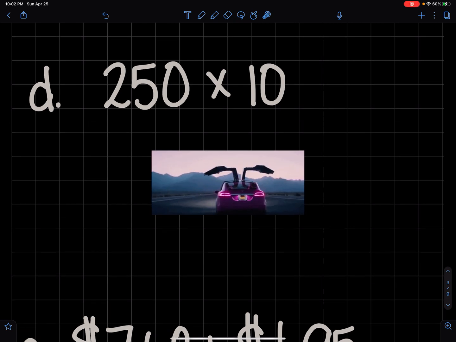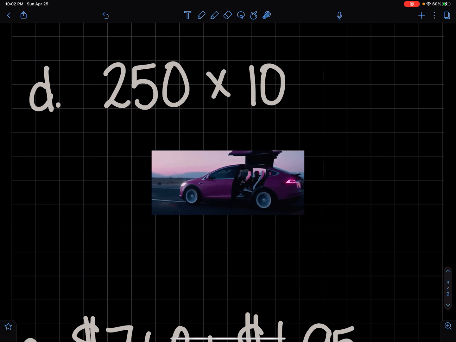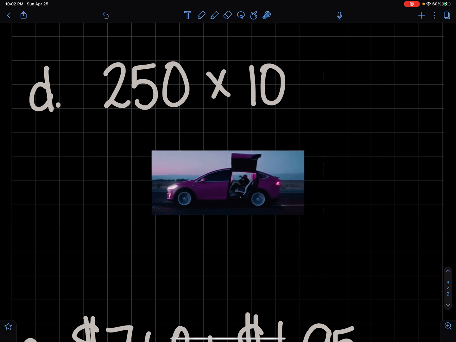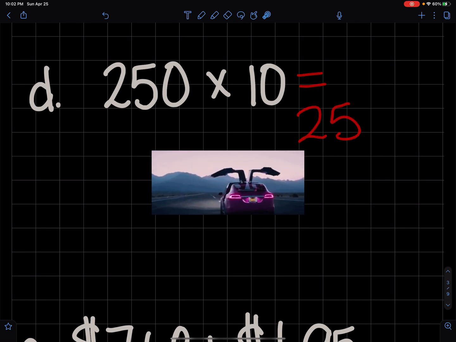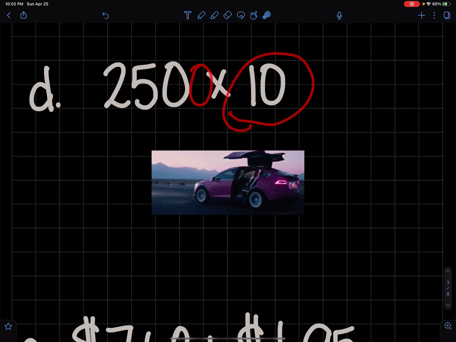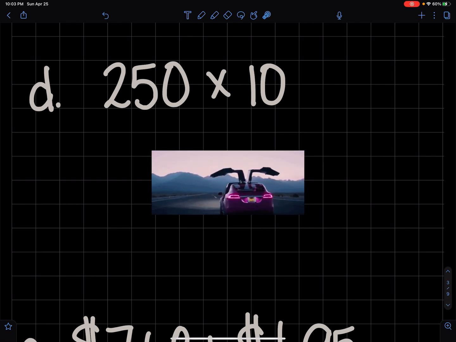Okay, let's do D. And you might need to pause this if I'm going too fast. What is 250 times 10? What I do whenever I'm multiplying by 10 is I just add an extra 0. Whenever I'm multiplying by 10, I just add a 0 to that other number. Because that just means you're moving the decimal over another place, right?